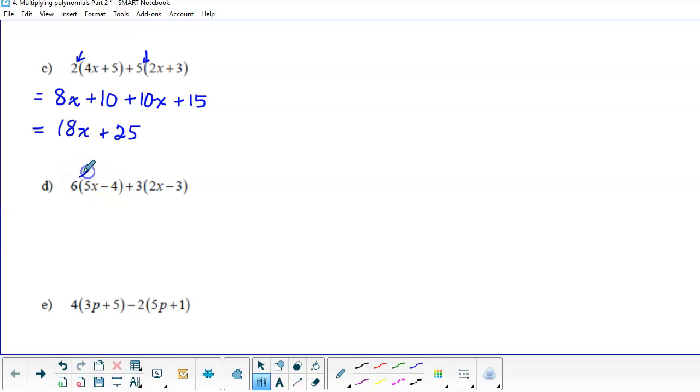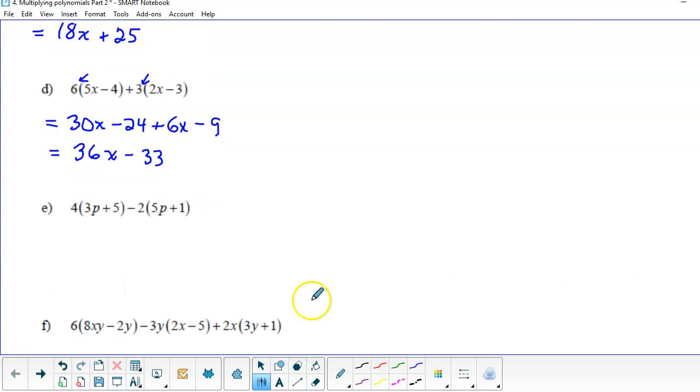Same in the next one, that's multiplying there, and then we add afterwards. So that's going to be 30x minus 24. So positive 3 times positive 2 is positive 6, so that's going to be a plus 6x. And then minus 9, and collect like terms. That's 36x minus 33.